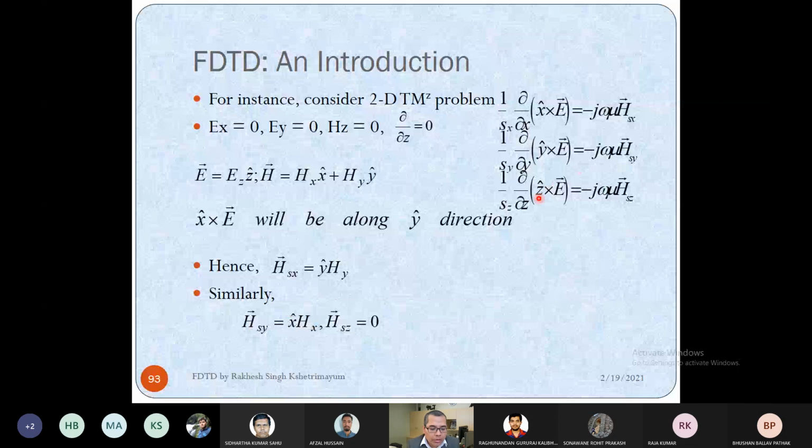Looking at the last term here, Z cross with Ez, electric field has only Z component, it will become 0. So this term will become 0. So we have a much more simplified version of this equation here for the 2D TMZ problem.